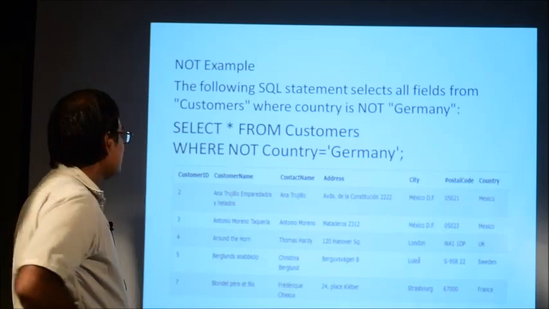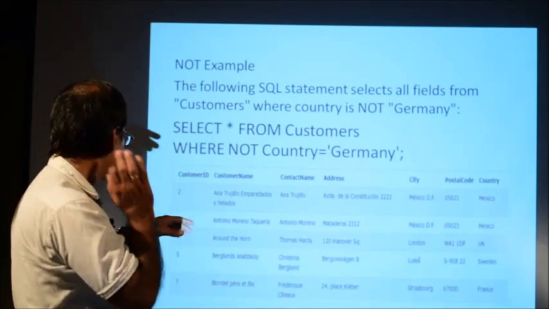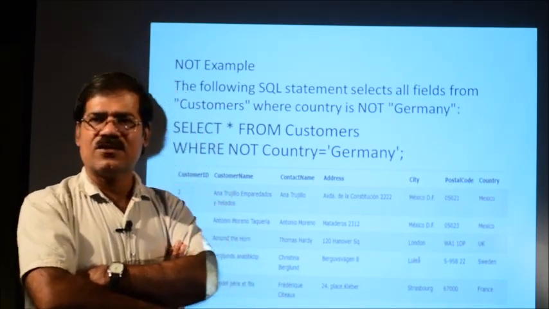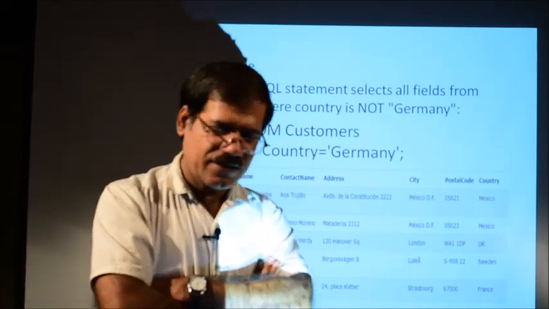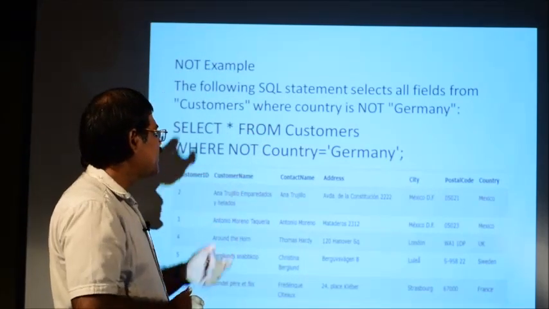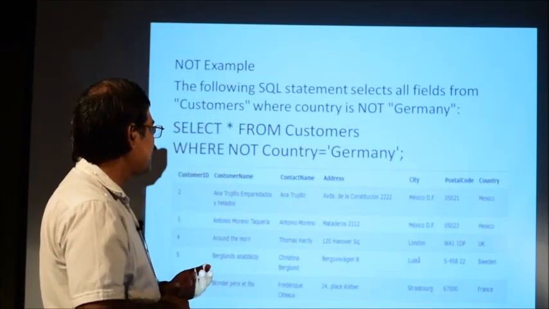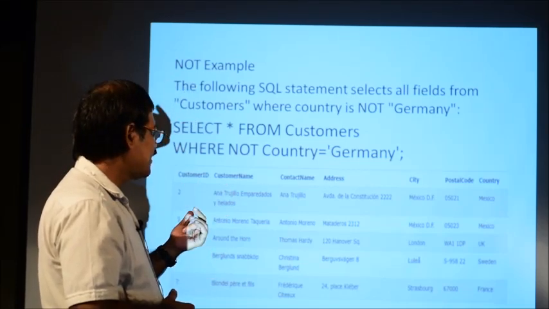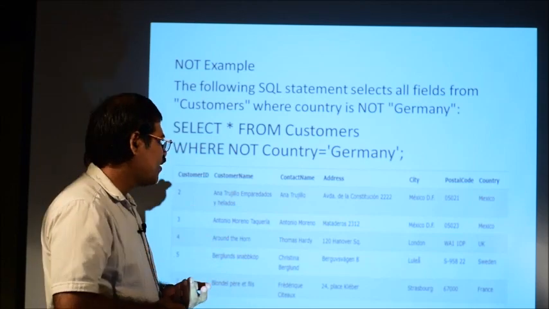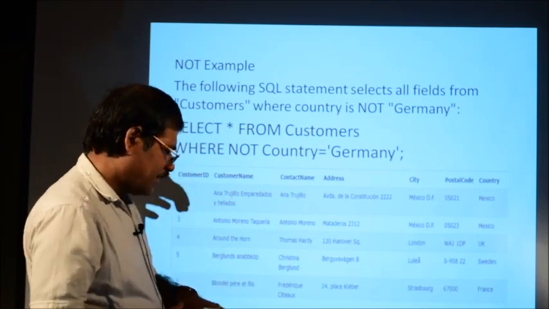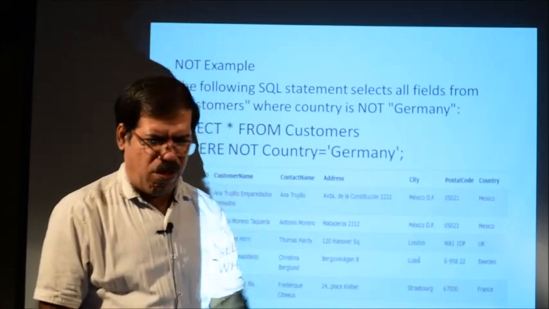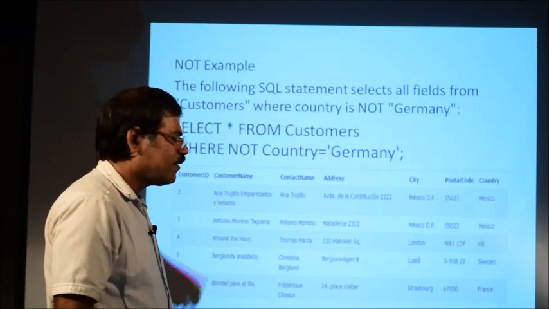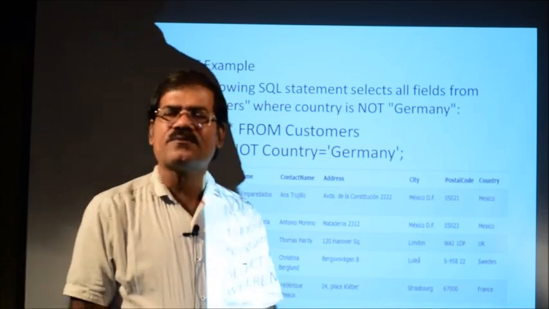So, these 1, 2, 3, 4, 5 customers are selected from the table, and these customers do not belong to country Germany, because for the first customer the country name is Mexico. Mexico is not the same as Germany, the second one is also Mexico, again not Germany, UK does not match Germany, Sweden does not match, France does not match. That means how many records? In this particular table there are 5 records fetched.